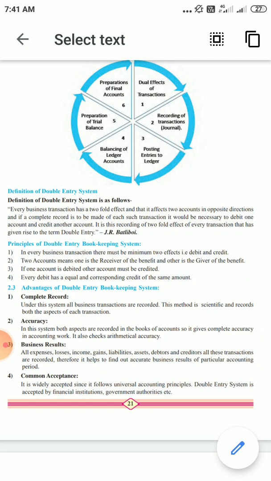Principles of double entry bookkeeping. Now what are the principles? They say that every transaction must have minimum two effects, that is debit and credit.